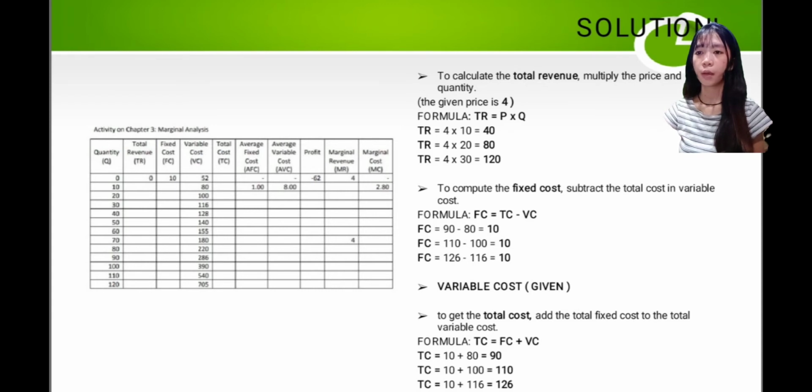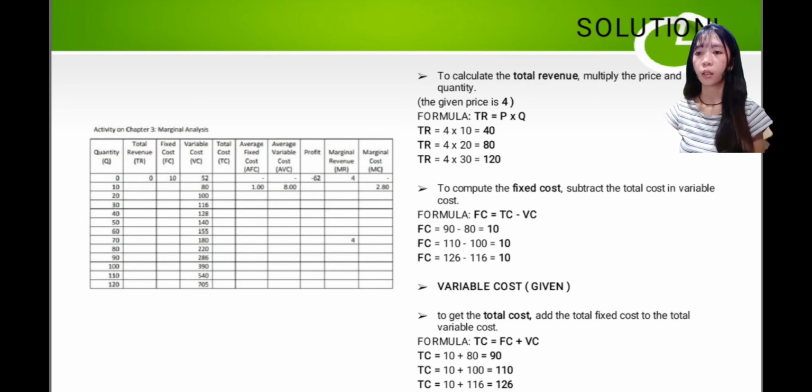To compute the fixed cost, subtract the variable cost from the total cost. Formula: FC equals TC minus VC. FC equals 90 minus 80 equals 10. FC equals 110 minus 100 equals 10. FC equals 126 minus 116 equals 10. The variable cost is already given, so we don't need to compute that.